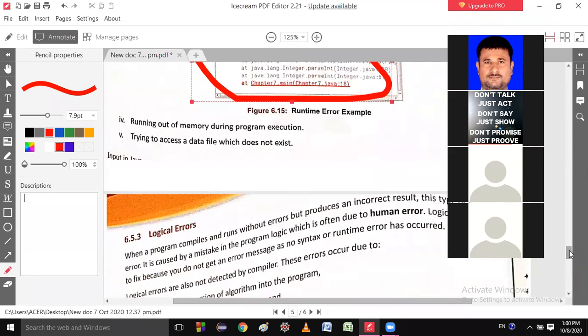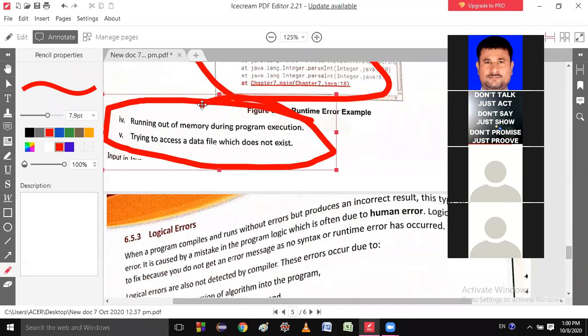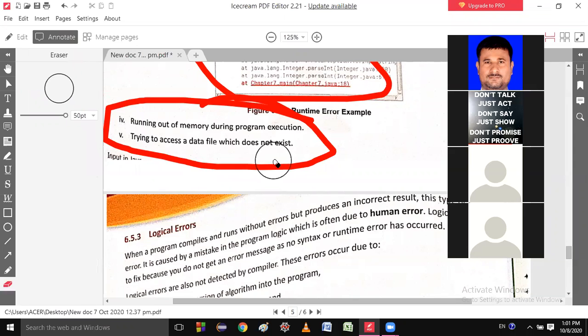Next, running out of memory during program execution. Suppose you are holding data that is storing a lot of memory, and your computer does not have the memory to store such big data. So at that moment there is a runtime error. Is it clear?